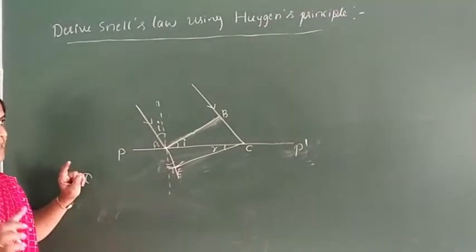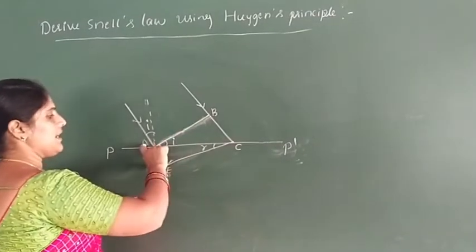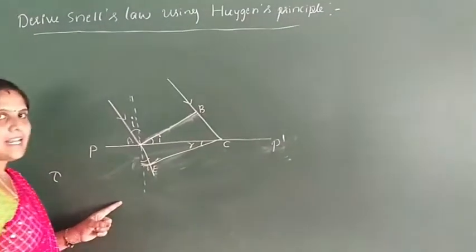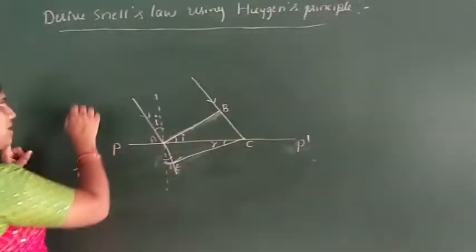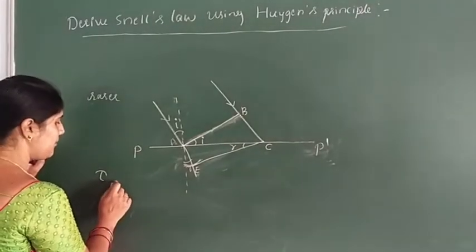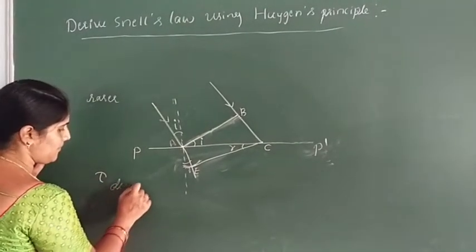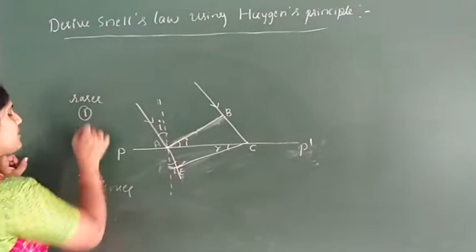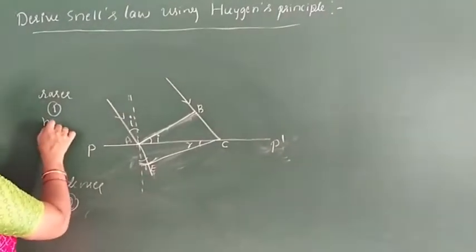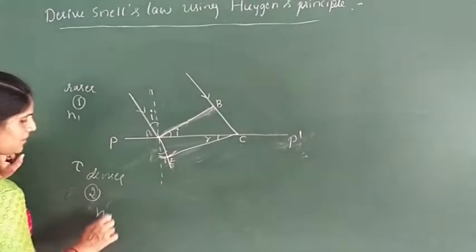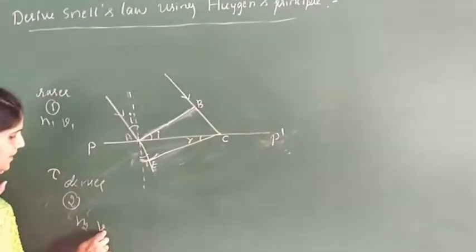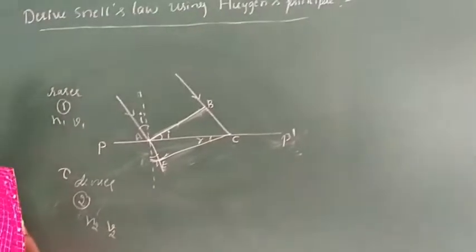Students, please notice that BC is always greater than AE because the velocity in the first medium is greater than in the second medium. The first medium we take as rarer and the second medium as denser. So this is our first medium and this one is the second medium. The refractive index of the first medium can be taken as n1, the refractive index of the second medium as n2, the velocity in the first medium as v1, and the velocity in the second medium as v2.